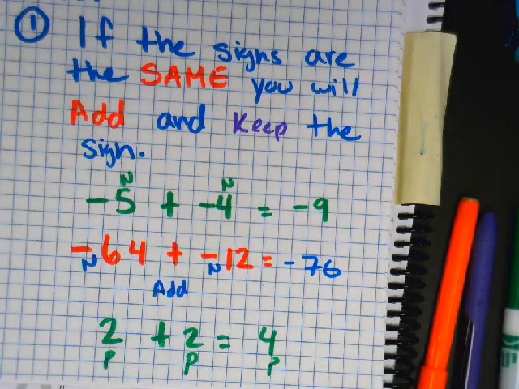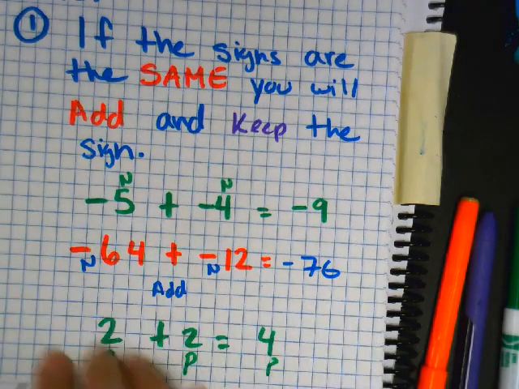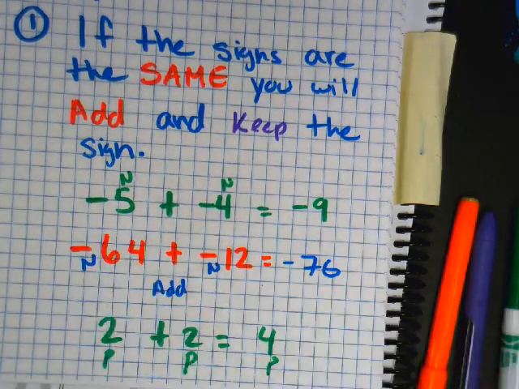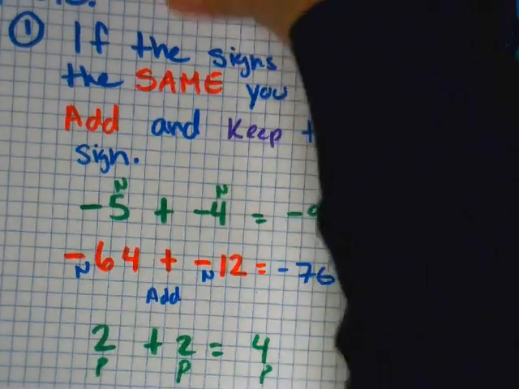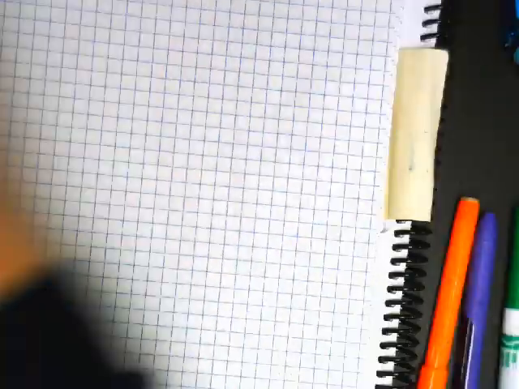This way, we do not need to draw a number line or draw tiles. You could do it in your head, like imagine, but I don't really expect you to go 64 and then add 12 with tiles and whatnot. All right, what if they're different? You subtract. Yeah.